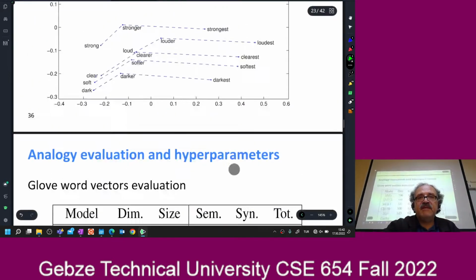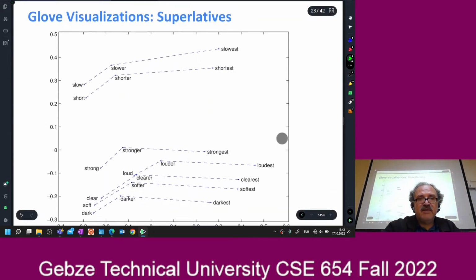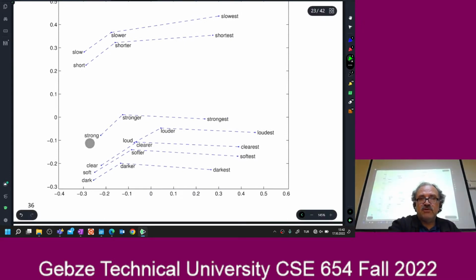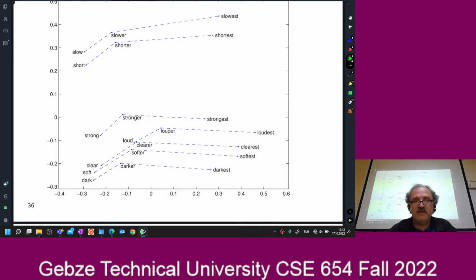So what is semantic, what is syntactic? Syntactic is this: strong, stronger, clear, clearer, dark, darker, because syntactically I know how to make comparatives. From stronger to strongest, louder to loudest, you just add est at the end. That's the syntactic one.